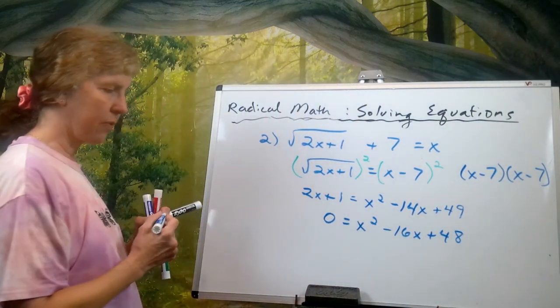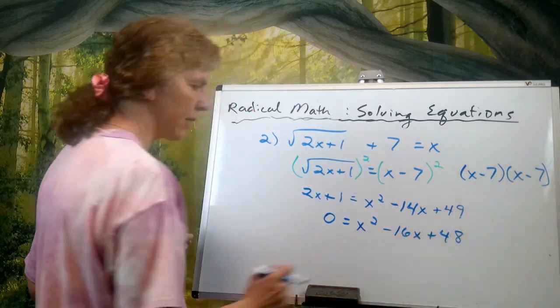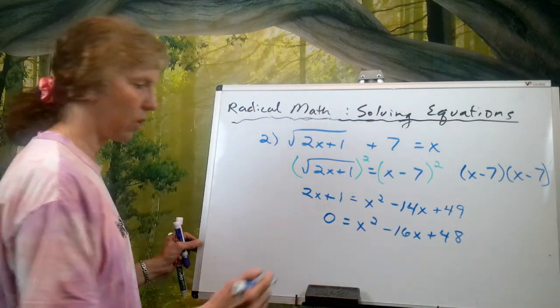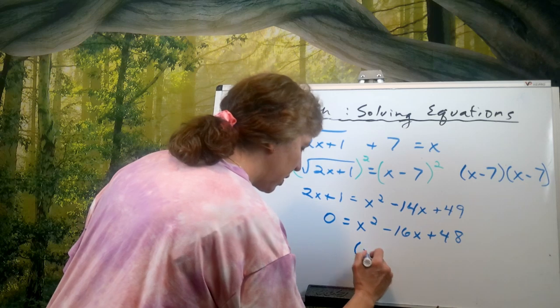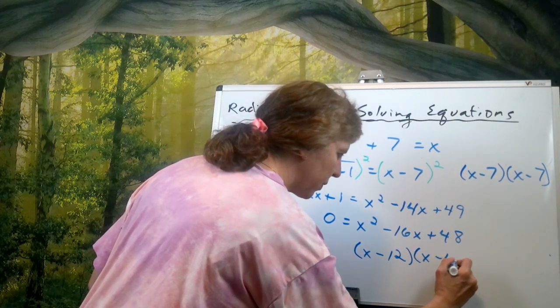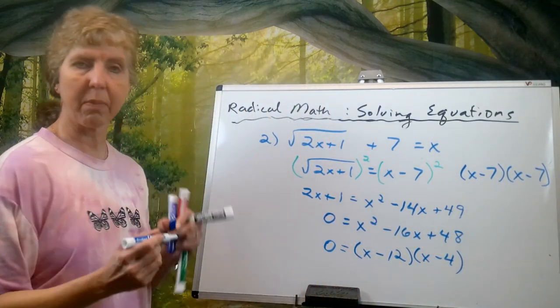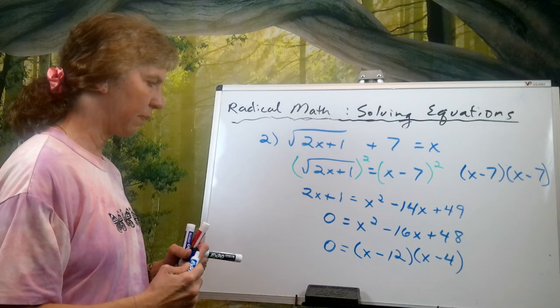So this one is going to factor for me. I need two numbers that multiply to 48, add to negative 16. My two numbers are 12 and 4. So x minus 12, x minus 4. If you need a little review on factoring, you can go back to my factoring videos and review that.